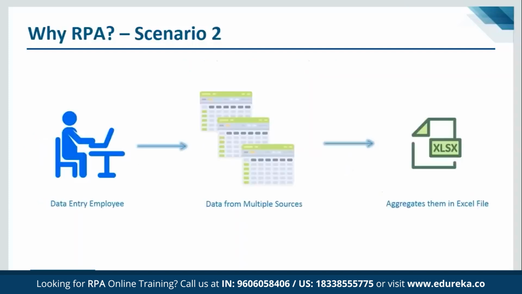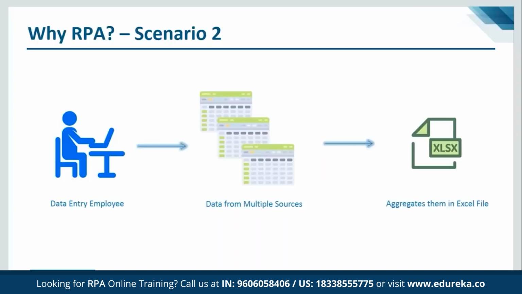All right, so let's take another example: a data entry employee. The typical job of a data entry employee is to take data from multiple sources and aggregate it inside one file. This employee would follow the same steps each and every day for each and every iteration, and then save it inside one file. So he's doing the same steps every day and getting his job done.